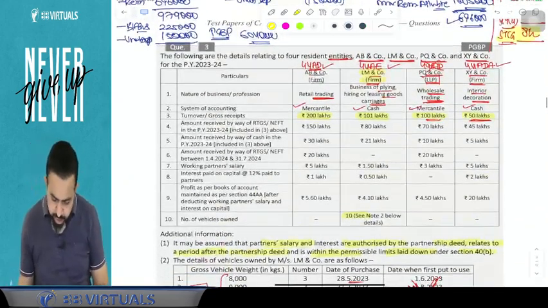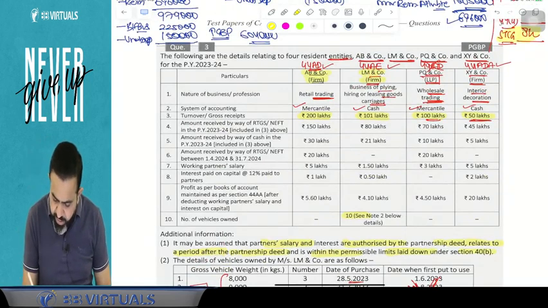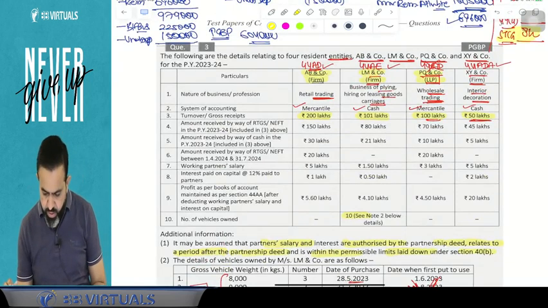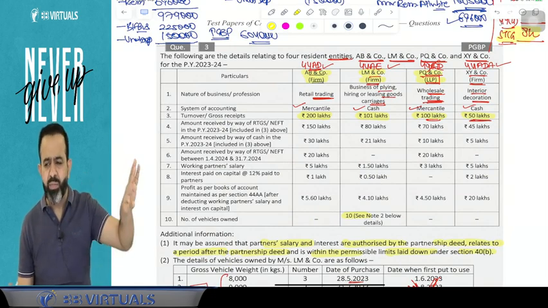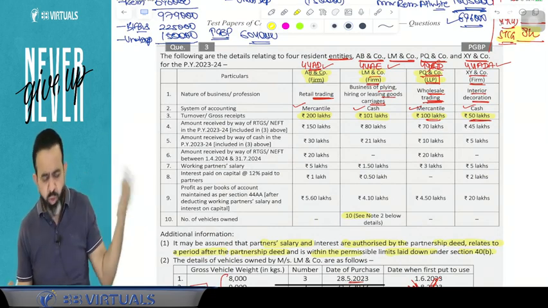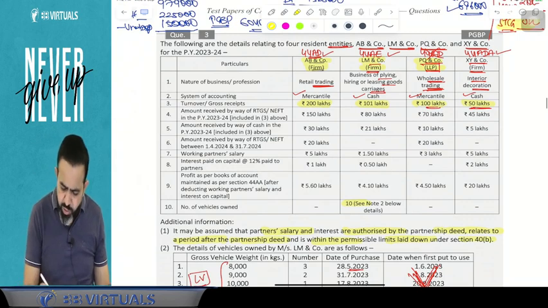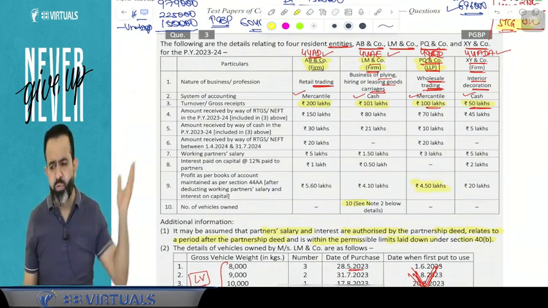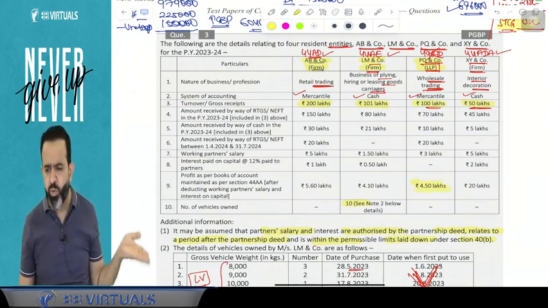If we check AB and company and PQ and company, guys, PQ and company cannot follow any presumptive basis taxation. So can I say that their business income is 4.5 lakh only? Their business income is 4.5 lakh only.